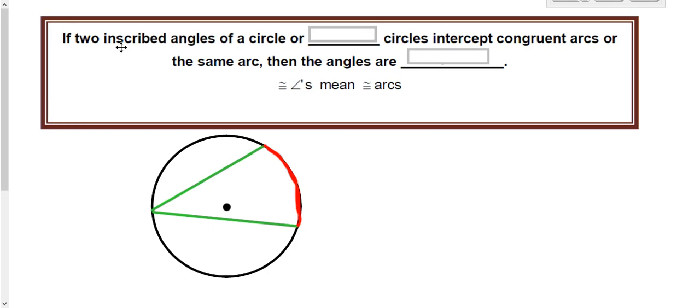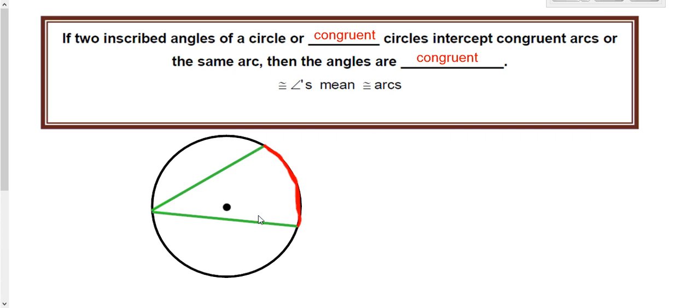Now this one, we'll take a little time on this one. It says if two inscribed angles of a circle, or congruent circles (we could have two circles that are the same size), intercept congruent arcs or the same arc, then the angles are congruent. Basically, it's just saying if the angles are equal, it means the arcs are equal. Take a look at this picture right here.